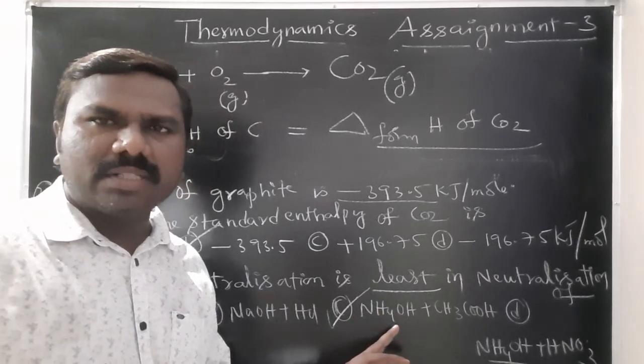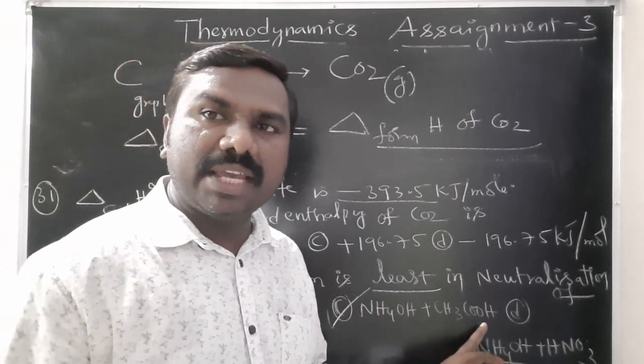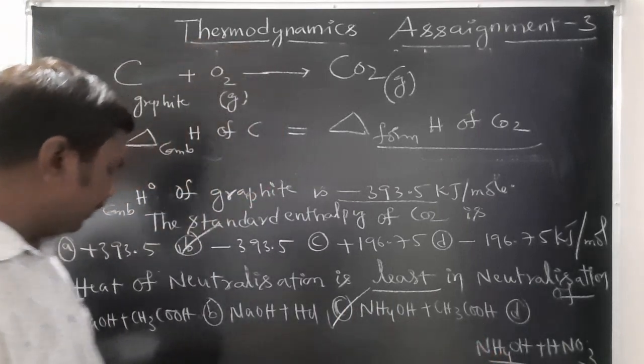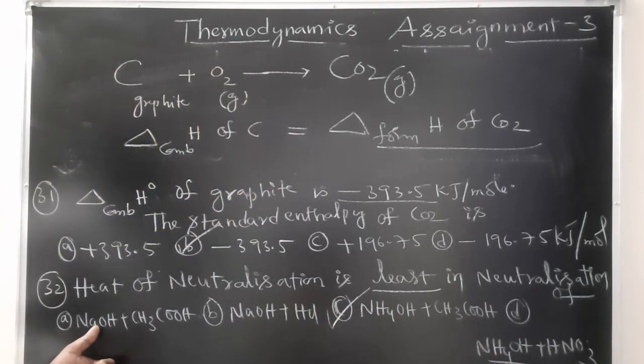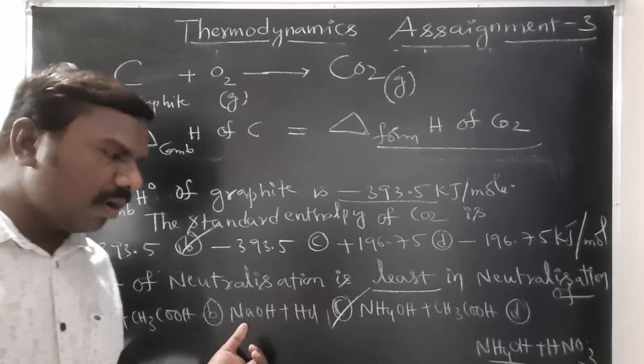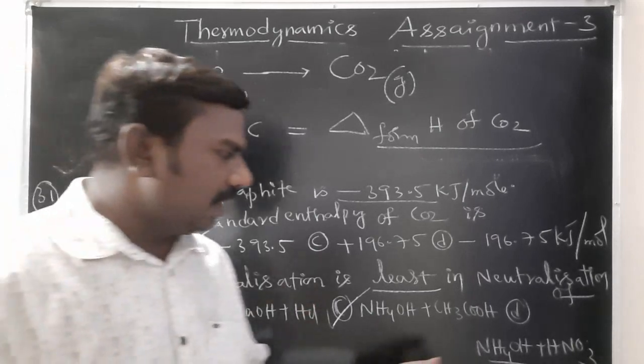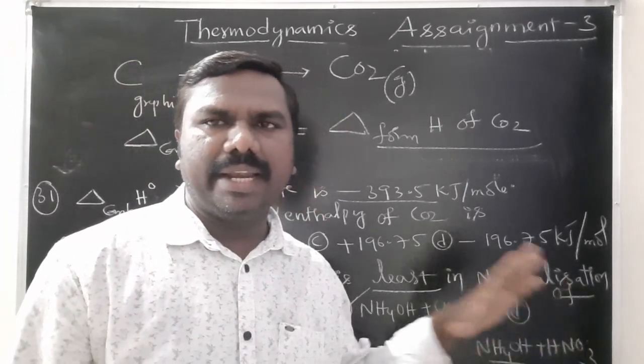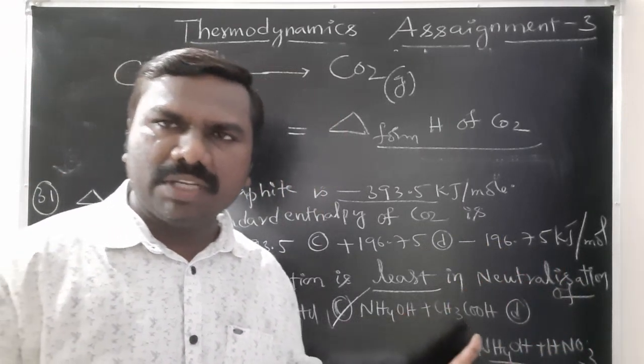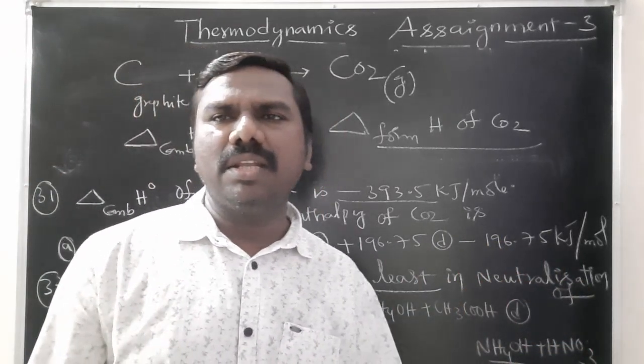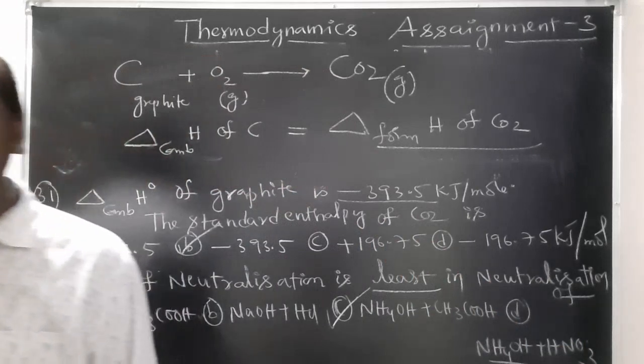Ammonium hydroxide is a weak base, acetic acid is a weak acid. But if you observe, NaOH is a strong base, neglect. Strong base and strong acid, neglect. And it is a strong acid, neglect. We want weak acid and weak base, then only least energy is released during the neutralization. Next.